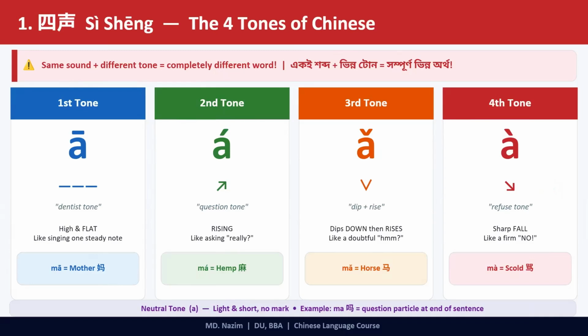Notice something interesting. The spelling is exactly the same, only the tone changes, but the meaning changes completely. That's why learning the four tones is extremely important. Don't worry if it feels challenging. We will practice the tones in every lesson.